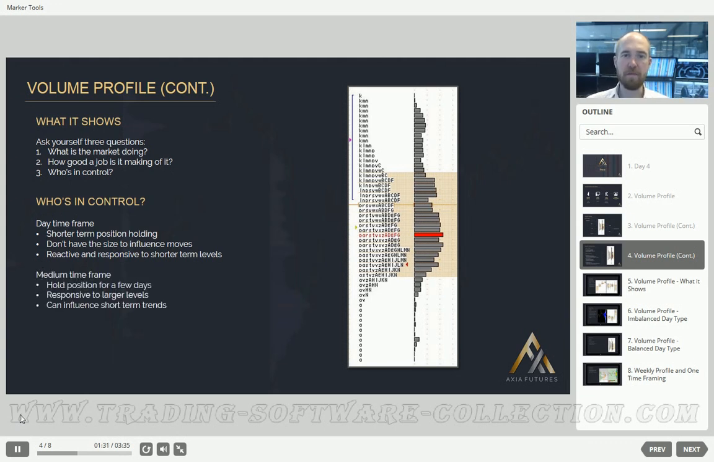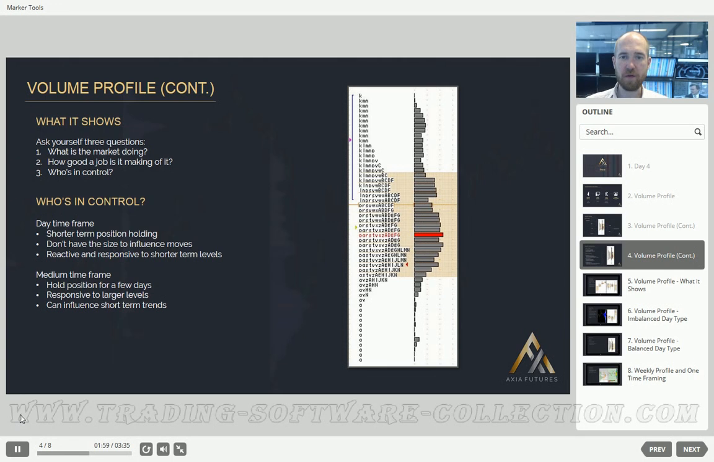Next up, you've got a medium term time frame. These participants do have the ability to influence smaller moves. They're going to be a lot more responsive to larger levels. So they're going to be looking at key swing highs, swing lows, that kind of thing, rather than the nuances of the edges of value throughout the day and things like that the daytime trader is more interested in.